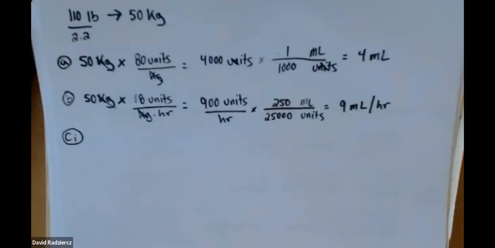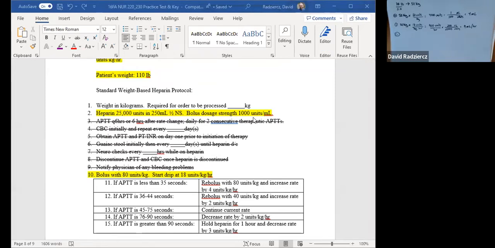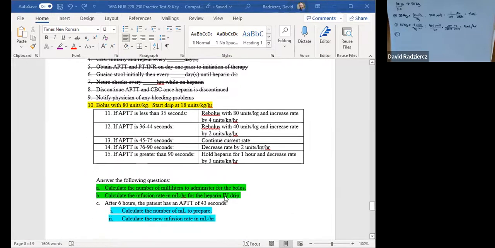All right, so let's look at the next set of questions. Going back to our protocol, we did part A and B. Then it says after 6 hours, the patient has an APTT of 43 seconds. So what I'm going to look at is where on my protocol does it show me the range for 43 seconds? Well, that's right here, number 12.